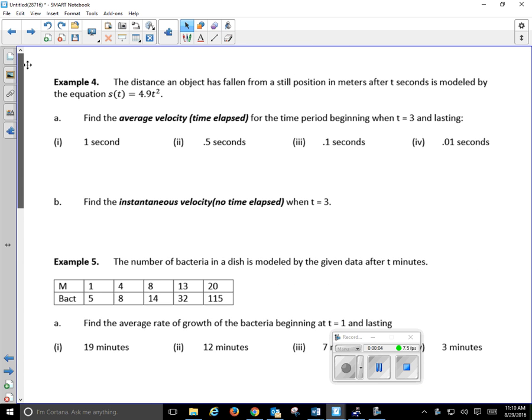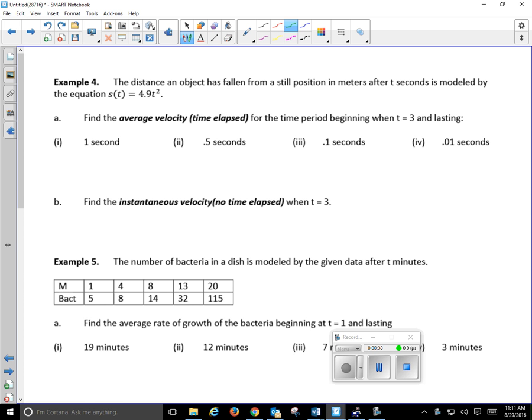Okay, all we want to do is get through these three examples. The distance an object has fallen from a still position, in meters after t seconds, is modeled by that equation: S of t, or the distance, is equal to 4.9 times the amount of time squared. So for example, I am holding an object as a stick figure here, and I am dropping this object. We're at a ledge.